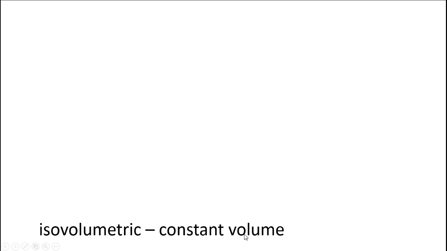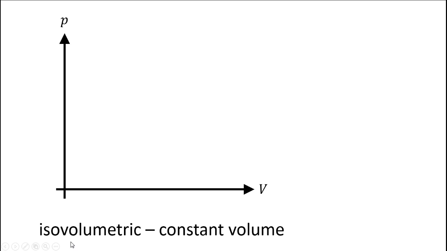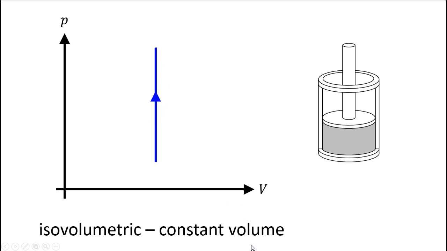On to our next process. Instead of keeping pressure constant, we could keep the volume constant, and that's called an isovolumetric process. These processes have a PV graph that looks like this. When we increase the pressure, we're heating the gas but keeping the piston fixed. The volume doesn't go up or down. We're not moving left or right on the volume axis.